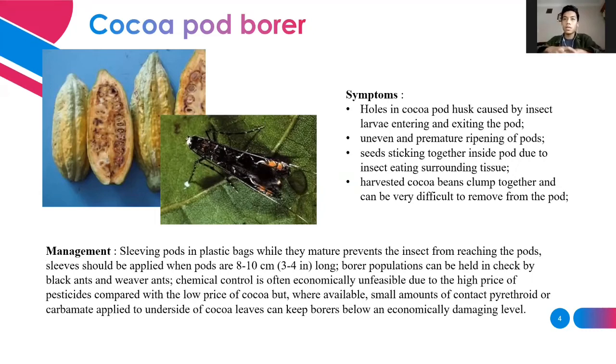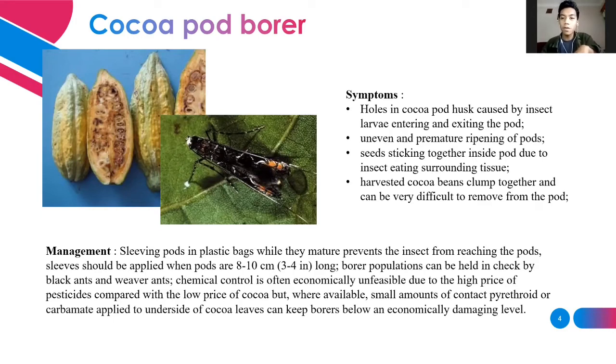The cause is insect. Female moth lives for approximately 5 to 7 days and can lay 100 to 200 eggs. Eggs are laid on the surface of cocoa pods. Larvae develop for 14 to 18 days before pupating. Management: sleeving pods in plastic bags while they mature prevents the insect from reaching the pods. Sleeves should be applied when pods are 8 to 10 centimeters long. Borer population can be held in check by black ants and weaver ants.